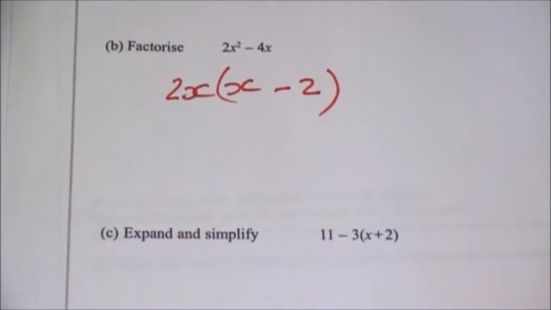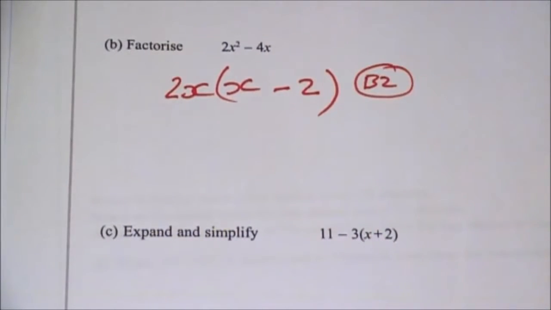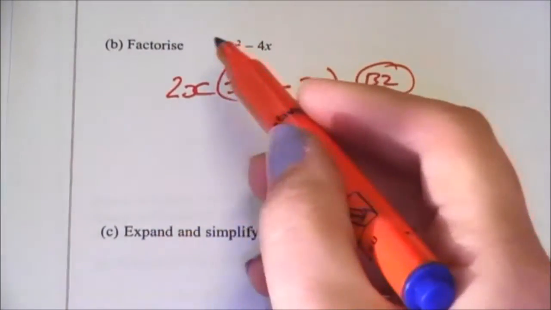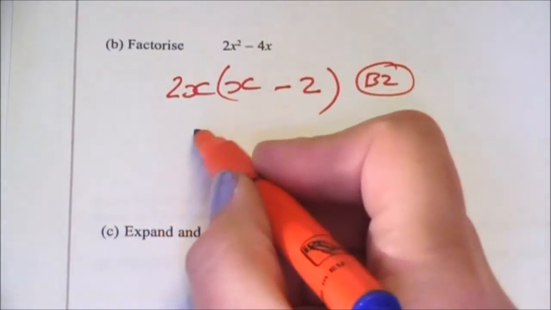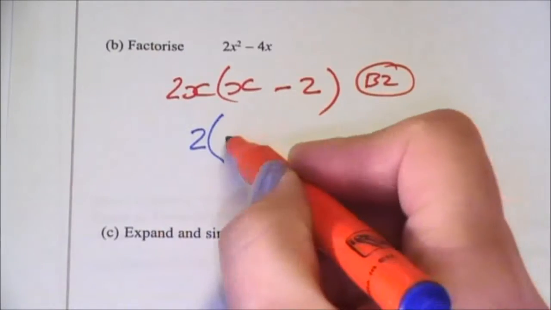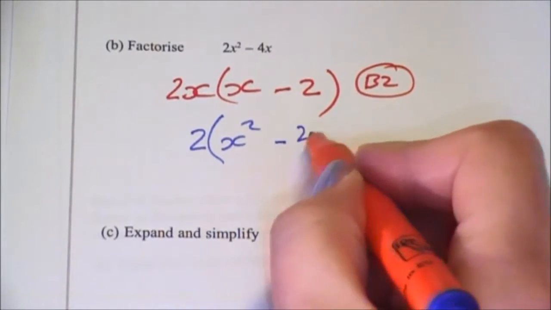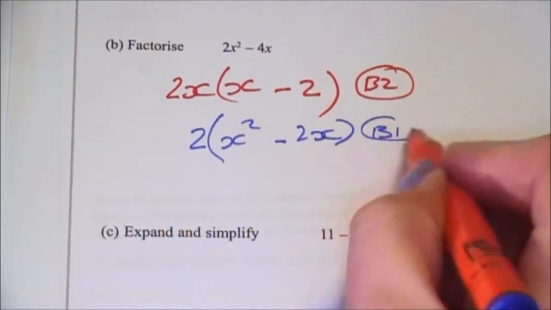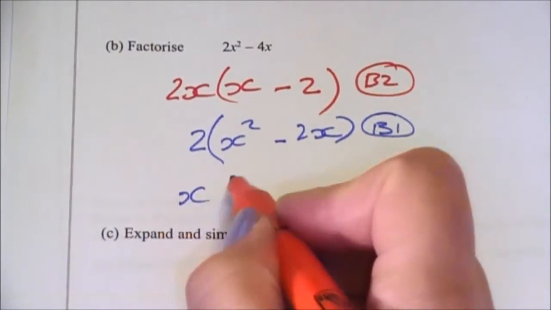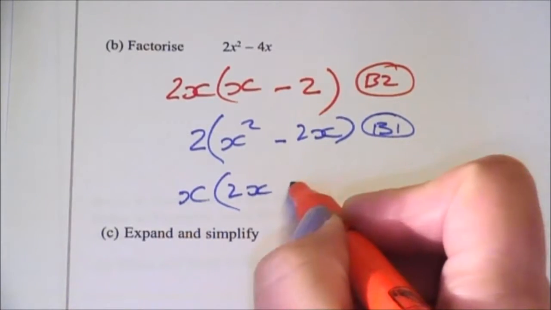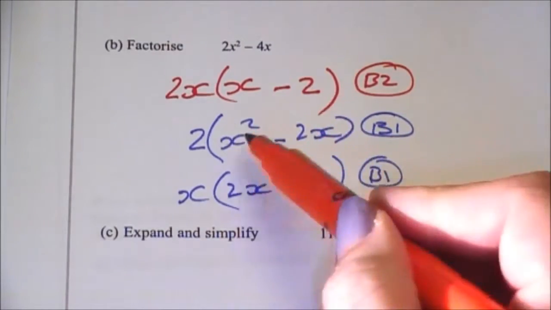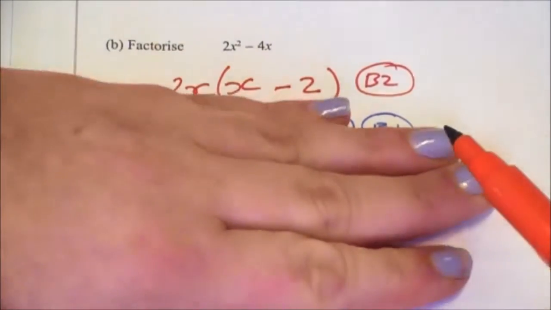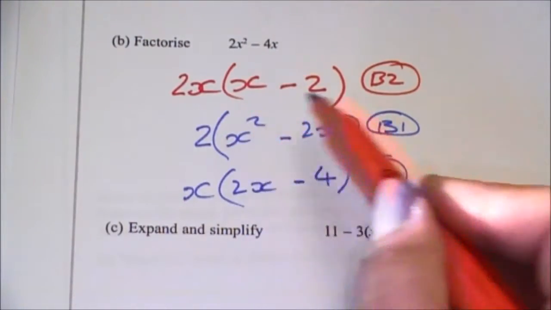So that is a 2 mark. If you have that, you can get 2 marks. However, some people may not factorise it fully. They may identify that just the x is a common factor, or they might recognise the 2. So for example, they might have 2 open bracket x squared minus 2x. That would get you 1 mark. Or you might have just removed the x and said that that would be 2x minus 4. That would also be a mark. However, if you don't know how to do it, that'll do. But that's how you factorise.